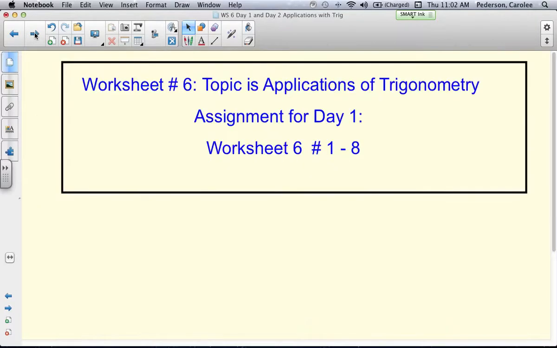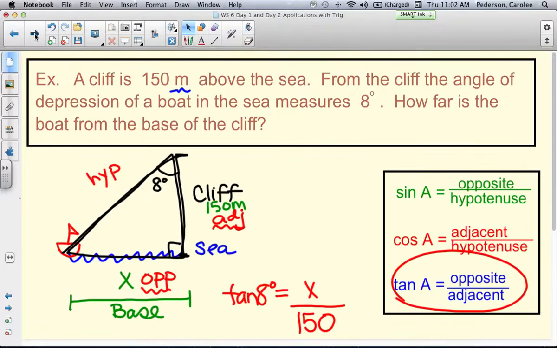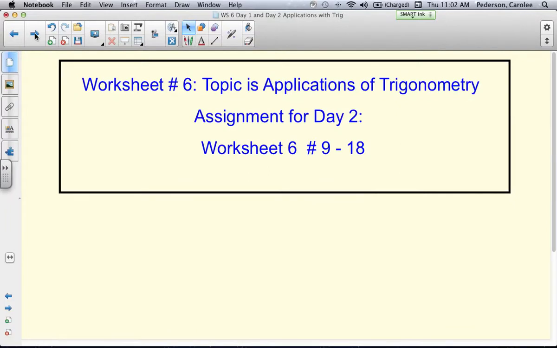So here's what your assignment is for today. For worksheet number 6, day 2, you're going to do the bottom half of the worksheet, 9 through 18. I do want to see a picture drawn for every problem, then the setup of the trig equation, and then solving for that unknown piece in the equation. Good luck and have fun.